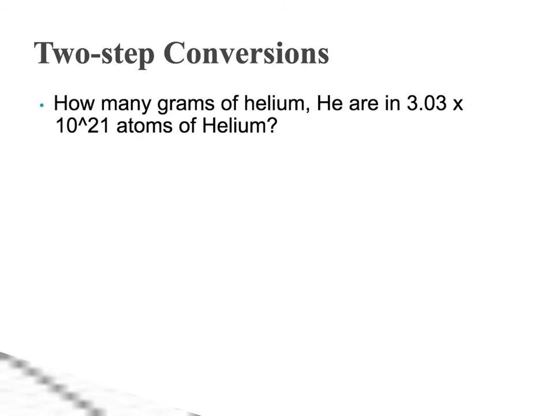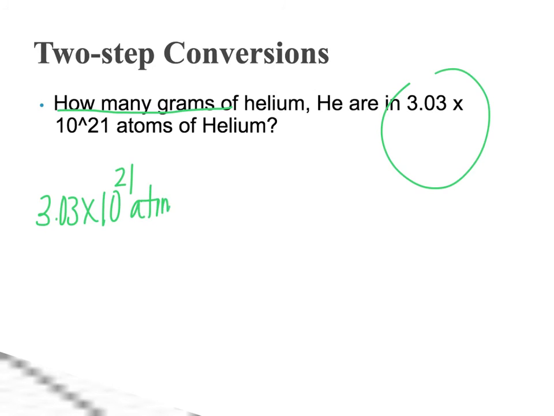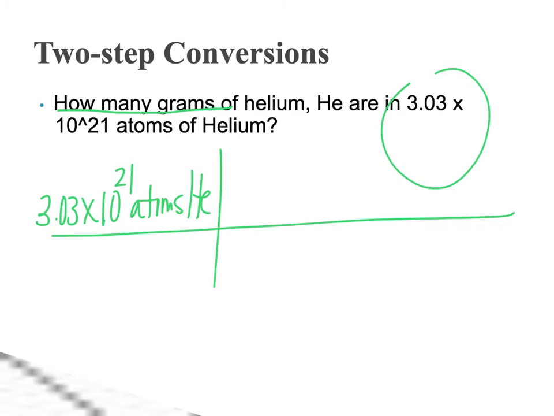Here we go, last problem for today. This time we're going the other direction. This time we're looking for grams, and we're starting with atoms of helium. So we want to start with that number right there, which is 3.03 times 10 to the 21 atoms of helium. Because we're starting with atoms of helium, we want to put atoms of helium on the bottom. So it's going to be 1 mole of helium, and then of course our Avogadro's number, 6.02 times 10 to the 23rd atoms of helium.